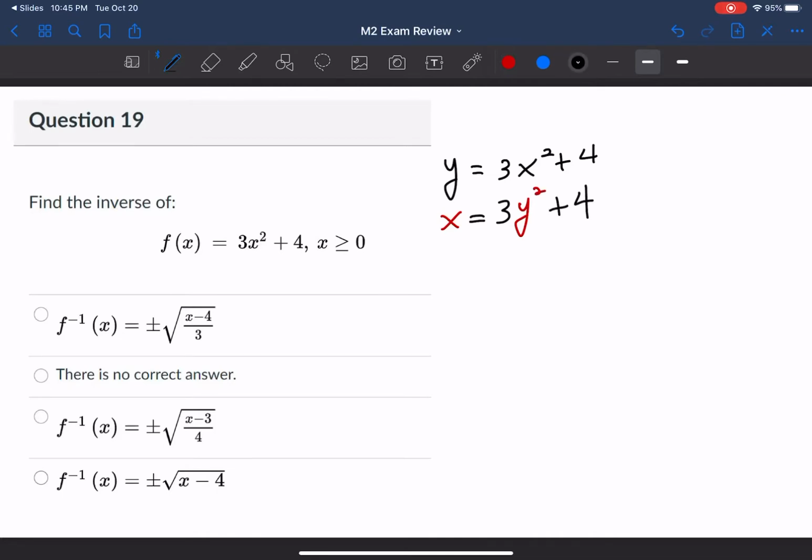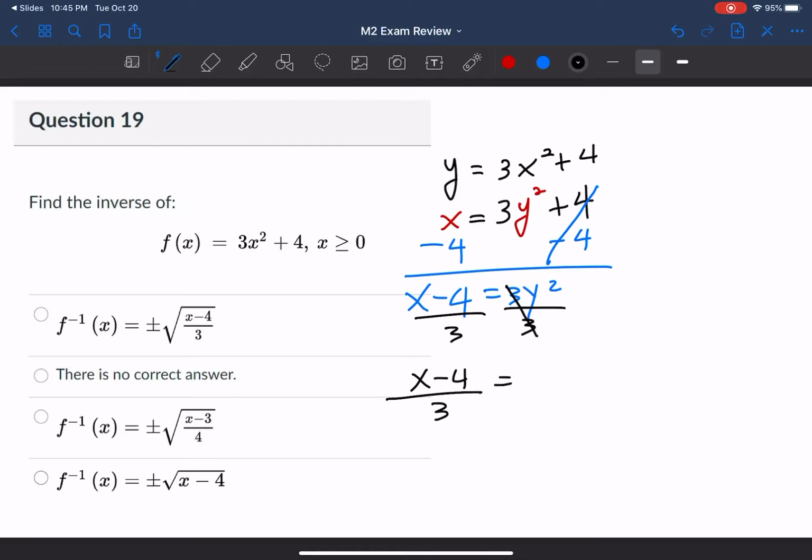And then you solve for y, which means you have to subtract 4. This cancels. X minus 4 equals 3y squared. And you divide it by 3. This becomes x minus 4 over 3 equals y squared. And then you are going to take the square root. So it becomes y equals plus minus square root of x minus 4 over 3.